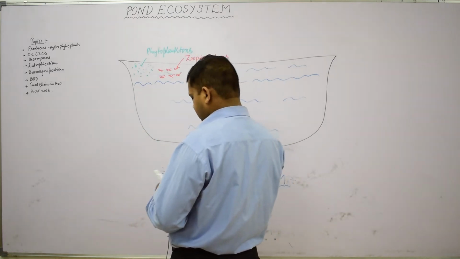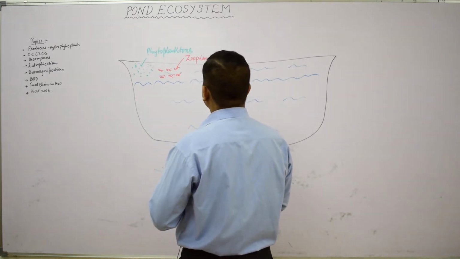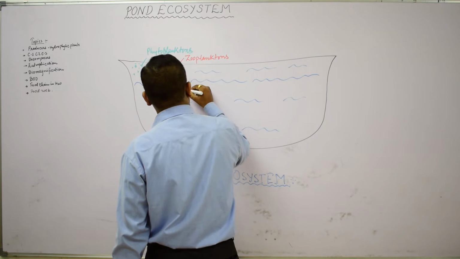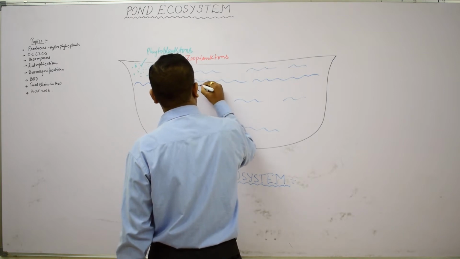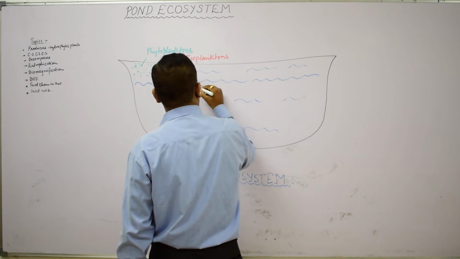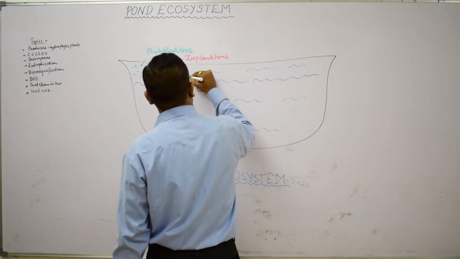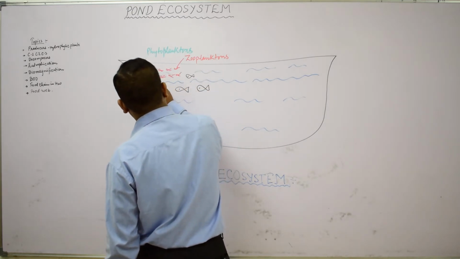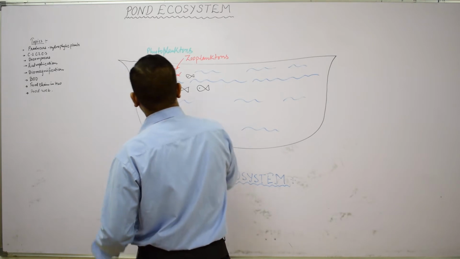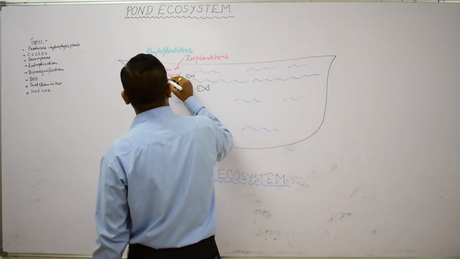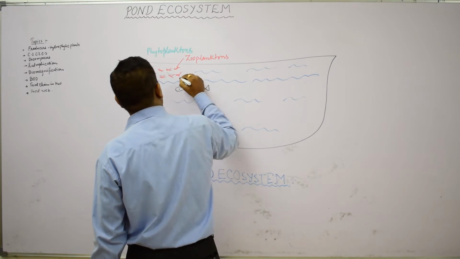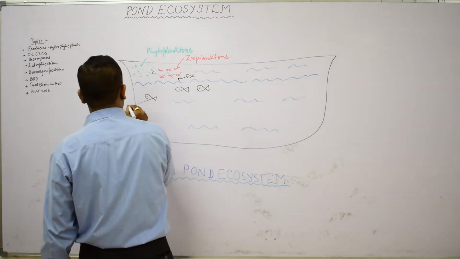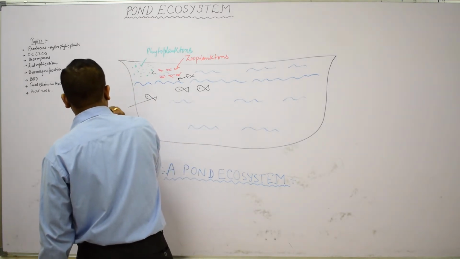Now, these zooplanktons are eaten by small fishes. So, here we will see the small fishes, which are going to eat zooplanktons. So, we will write here small fishes.